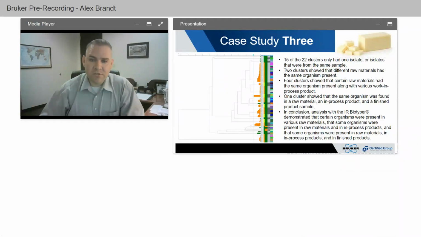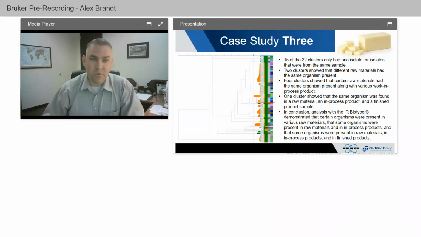However, we had 4 clusters that had certain raw materials with the same organism present in them, along with various work-in-process products. So there were several raw materials where the organisms were actually getting into the work-in-process samples. And then 1 cluster actually showed that the same organism was found in a raw material, an in-process product, and a finished product sample.